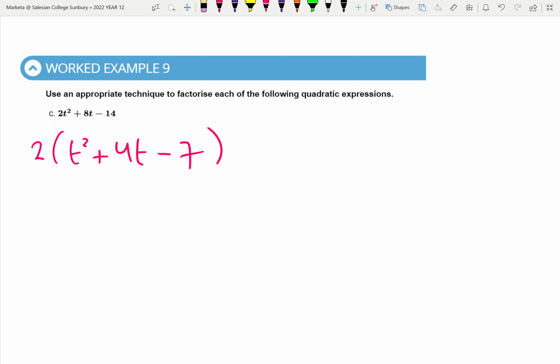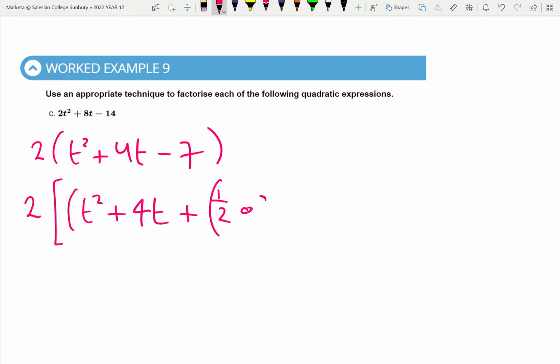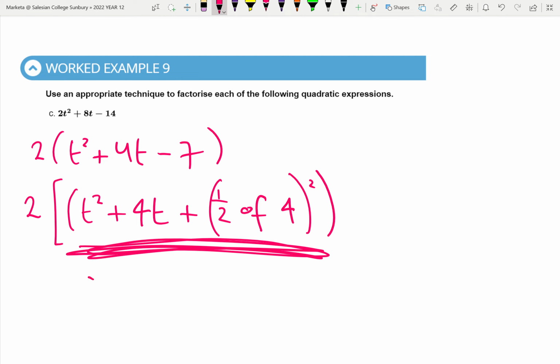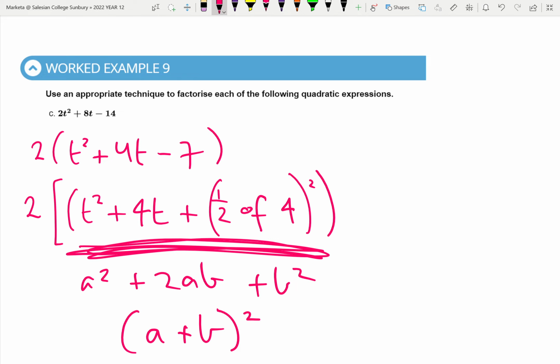So I'm going to complete the square here, and I think you want to practice with both techniques, the quadratic formula and completing the square, because people tend to like the quadratic formula better, but actually completing the square can be a lot easier sometimes. So let's see, completing the square, t squared plus 4t plus half of our middle term, half of 4, squared. And this is making the square. So this is a squared plus 2ab plus b squared, because eventually what we want to factorise it to is (a plus b) squared. That's the whole idea of completing the square. You're making it so you can get the square.